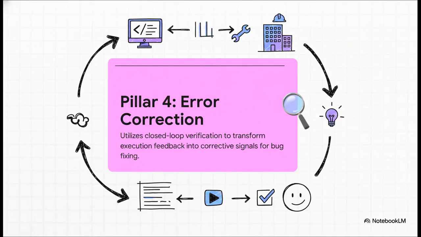And finally, pillar number 4, and this one is a real game changer: error correction. Think of it as automated quality control. A good architect doesn't just hand over the blueprint and walk away. They do site inspections. DeepCode creates this automated feedback loop. It doesn't just spit out code and hope for the best. It actively tries to compile it and run it.